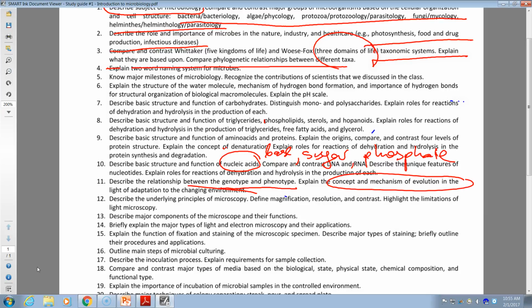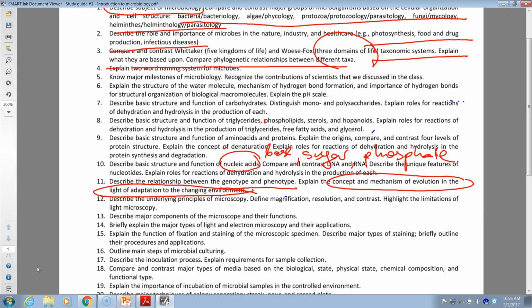Concept and mechanism of evolution in the light of adaptation to the changing environment. It sounds awful. What does that mean? What do you think? When environment changes, what also changes? Gene expression. Phenotype changes. Does that make sense? Mutations also alter the gene expression. They alter the sequence, they alter the structure, they alter the function. So mutations are the mechanism of evolution, of course. Okay? They help to adapt to the environment, but changing conditions change the expression.